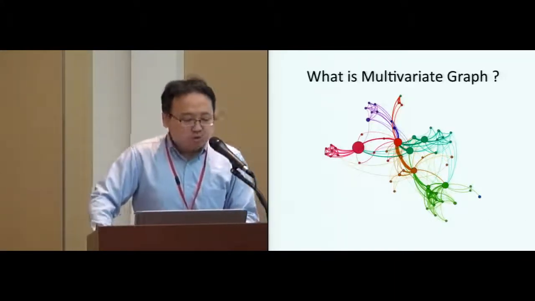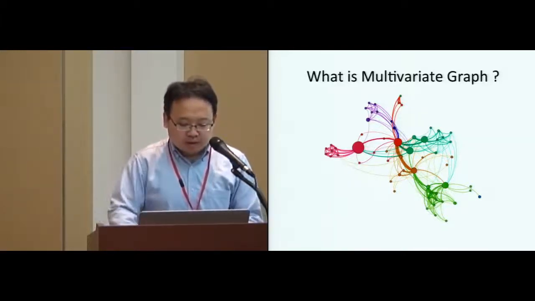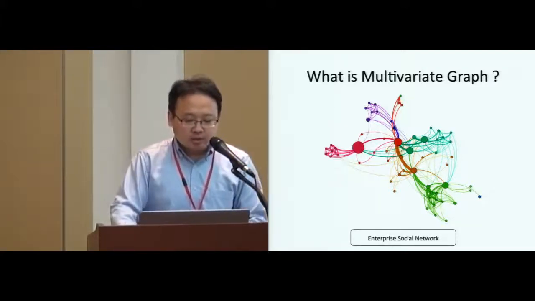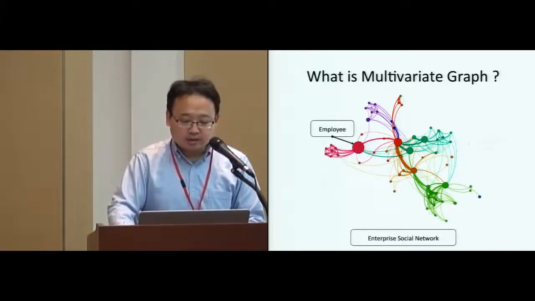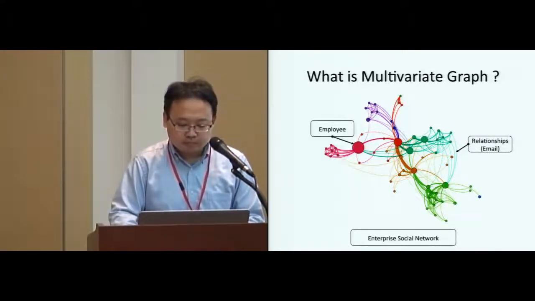So the first question is, what is a multivariate graph? So graph data structure has been widely used in many application domains. For example, the enterprise social network can be represented in a graph. So in this example, nodes represent the employees and edges represent relationships between these employees.